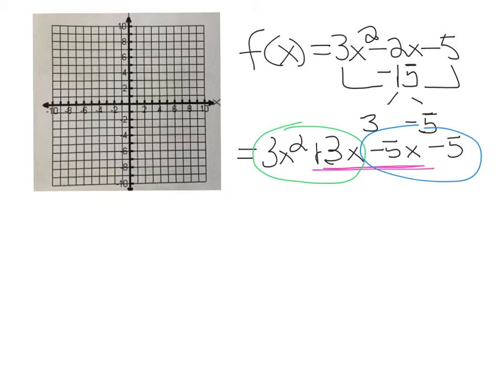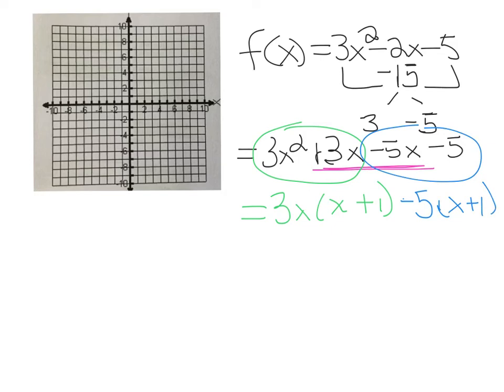So in my green group, those two things have some stuff in common. They have a 3 and an x in common, leaving me with an x plus 1. And then in my blue group, those two things both have a negative 5 in common. And so you have an x plus 1 left.